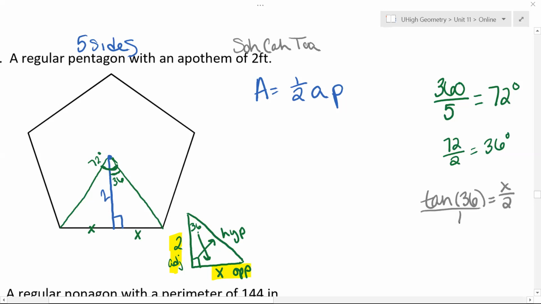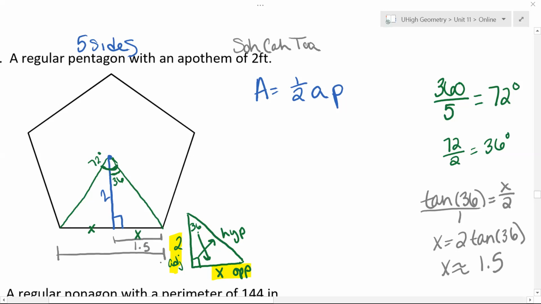I can do cross products, so I get that x equals 2 times the tangent of 36. So x is approximately 1.5. So looking back at my polygon, x is just this short length right here, which is 1.5. So the whole side length would be double that. So we're going to have 3. So 3 feet is my side length.